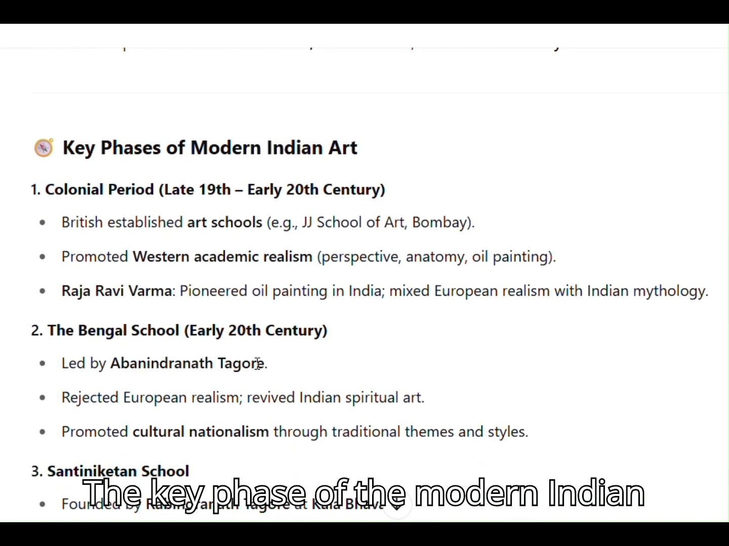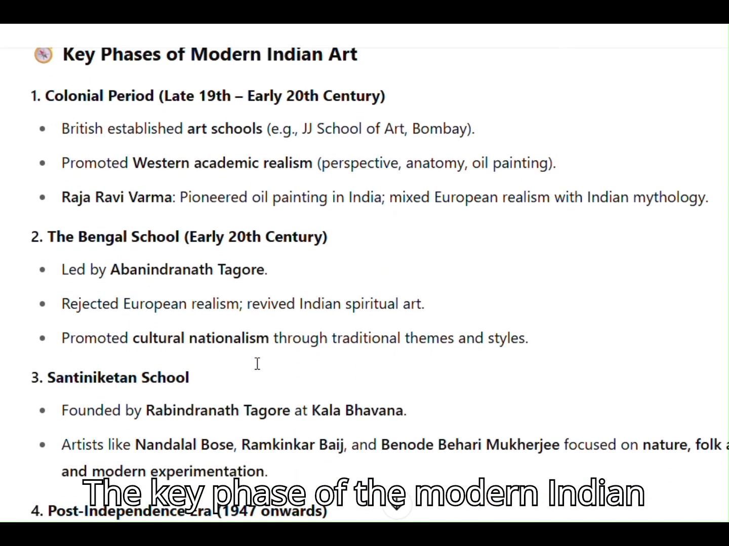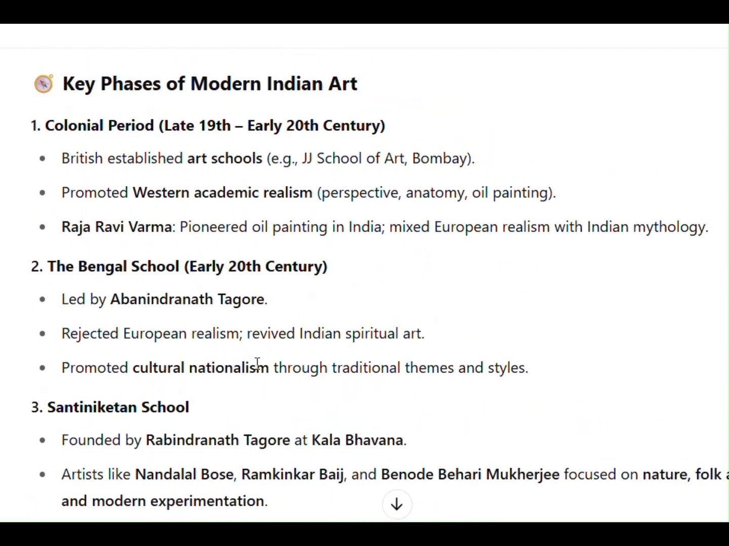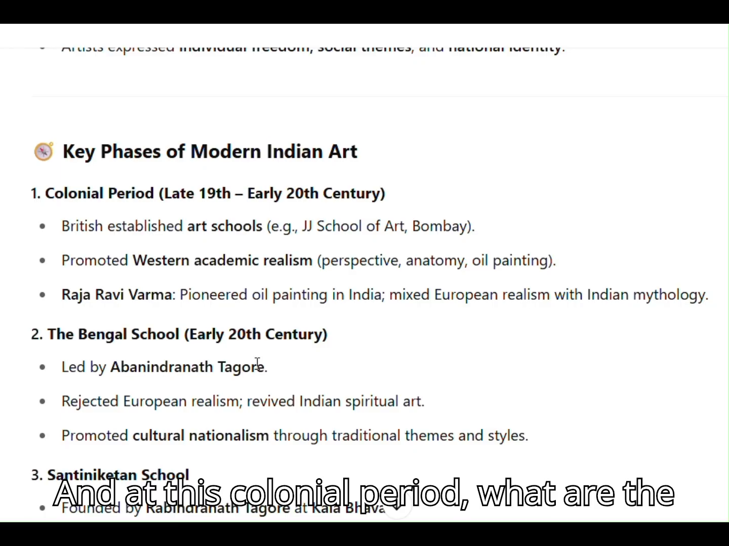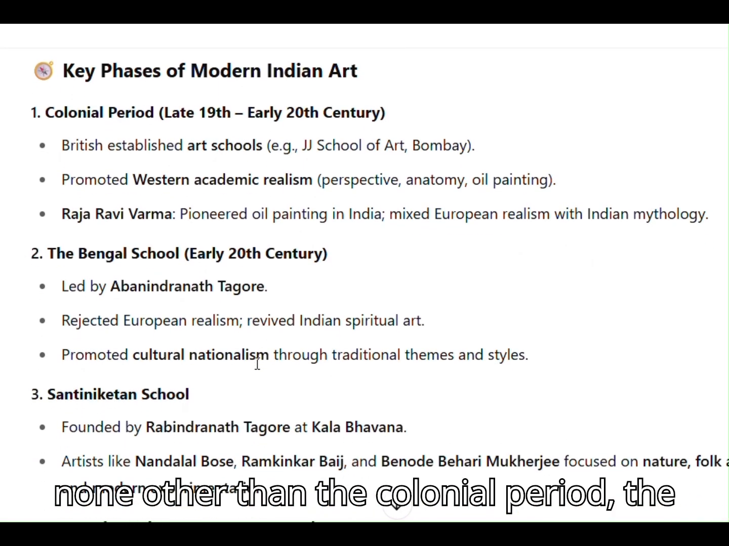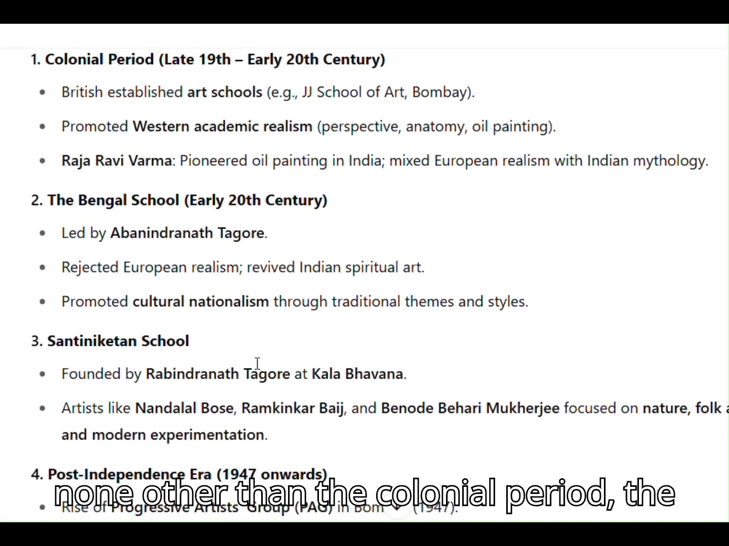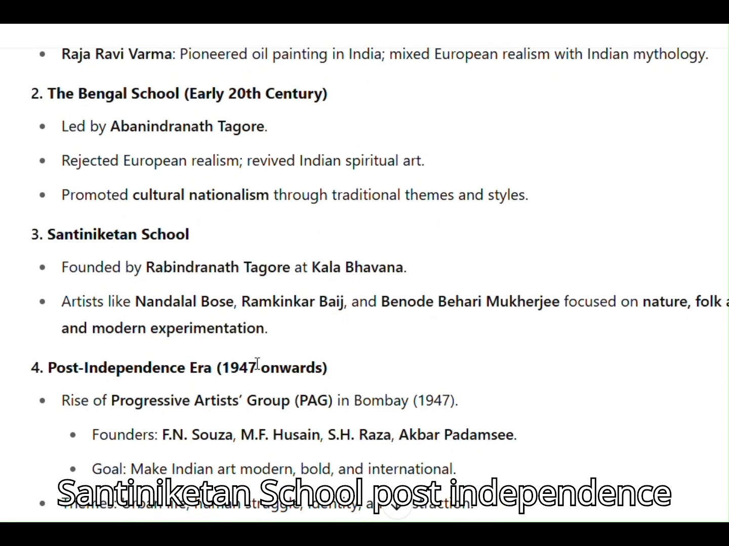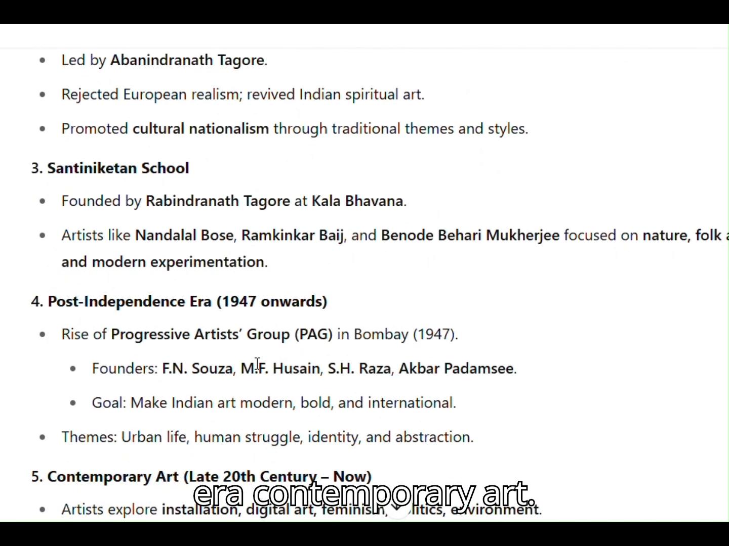The key phases of modern Indian art are five points. What are the key phases of modern Indian art? It's none other than the colonial period, the Bengal school, the Santiniketan school, the post-independence era, and contemporary art.